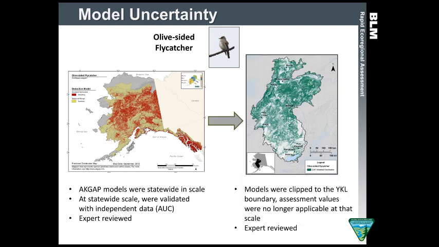When we took these models and clipped them to the REA boundary, we lost that accuracy assessment, and we can't really say anything about it. The former AUC value no longer pertains to this clipped section. And we didn't do a new accuracy assessment for these models. Instead, we just had them vetted by experts, and that was agreed upon by the AMT and the tech team. So that's how we moved forward, and that is about how we can address the uncertainty with these models.